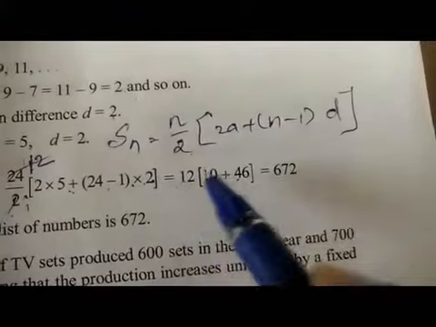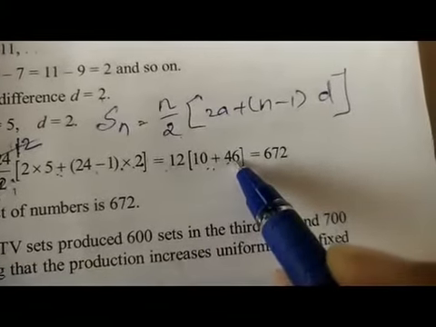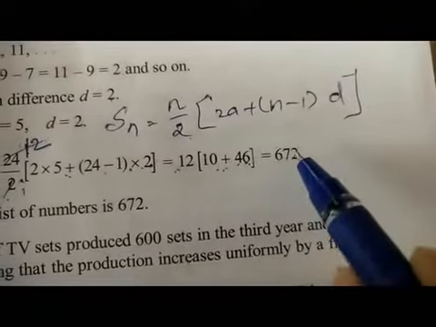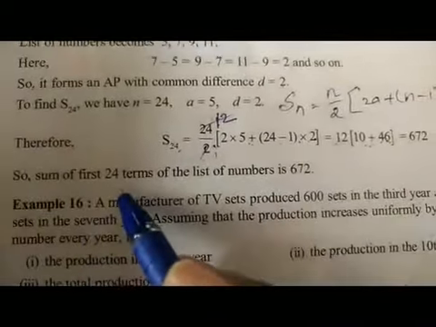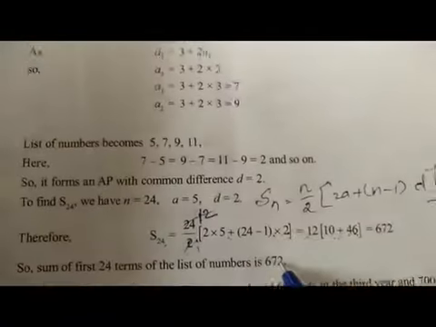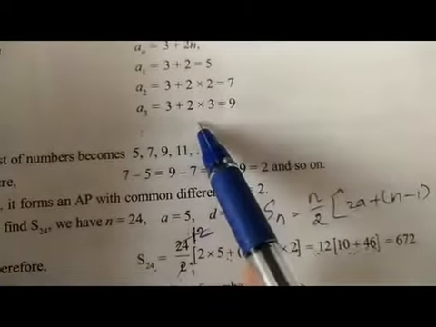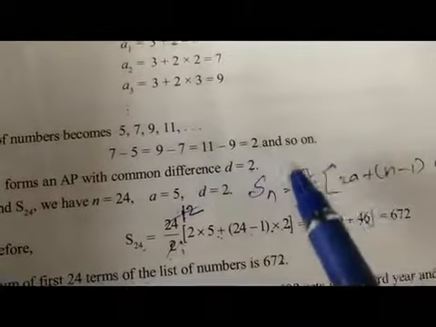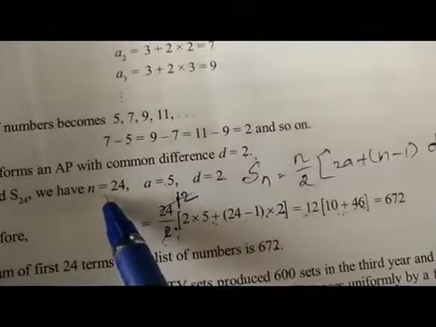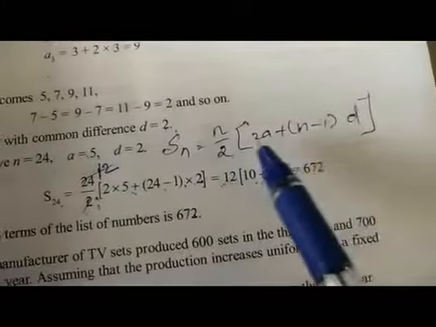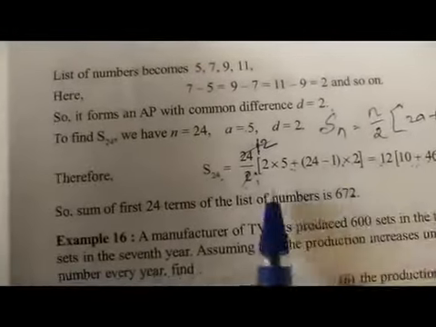Now 12 × (10 + 46), and 10 + 46 is 56. 12 × 56 you get 672. So the sum of the first 24 terms is 672. So you should find a1, a2, a3 and check whether it forms an AP, and you know a, you know d, and n you know, 24 terms. Therefore using the Sn formula you find the sum of the first 24 terms, 672.